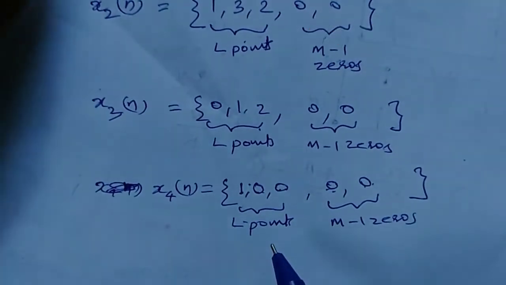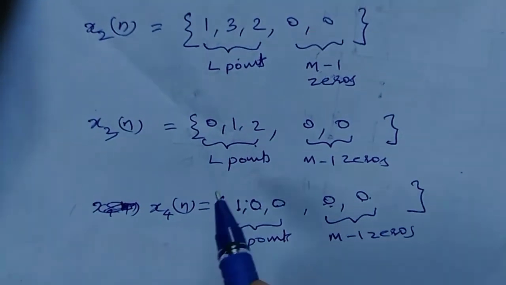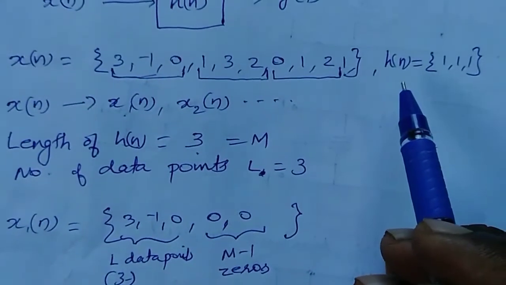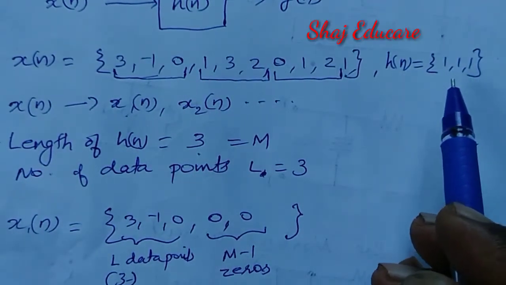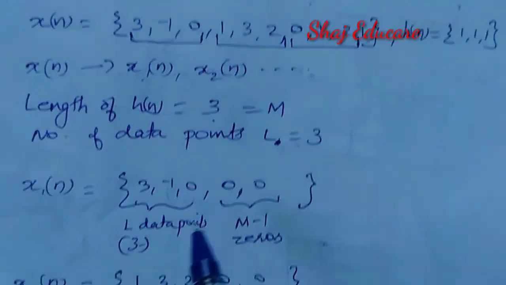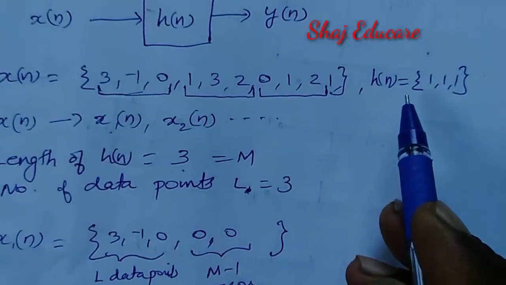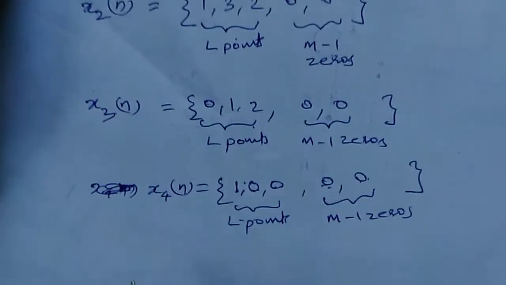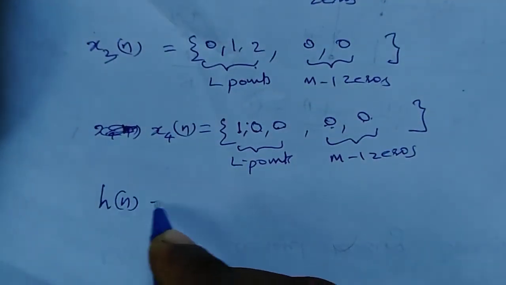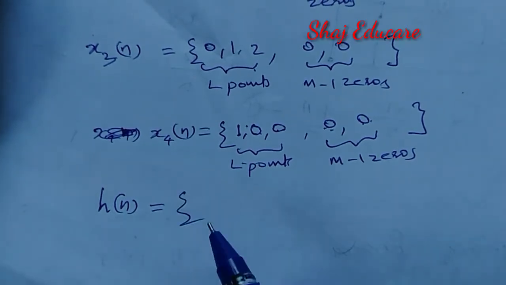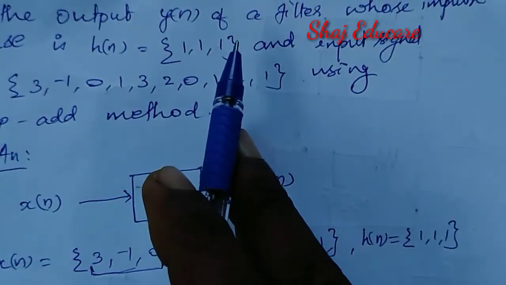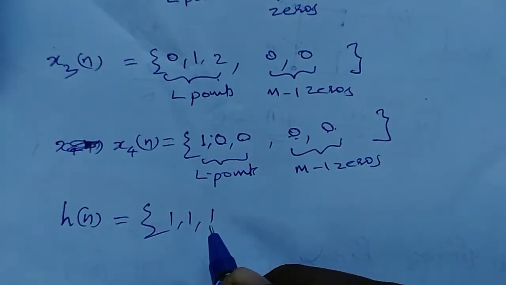So in order to perform circular convolution of x1 of n with h of n, the lengths should be the same. Here the length is 3, and here the length is 5, so you have to change the length of h of n. To perform circular convolution, the sequences must be of the same length. What we have given is h of n equal to 1, 1, 1, and the corresponding length is 3.